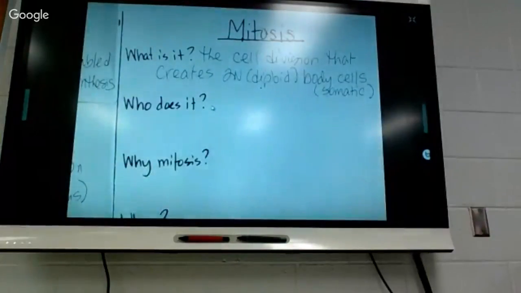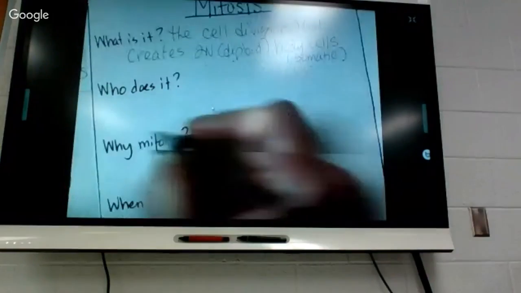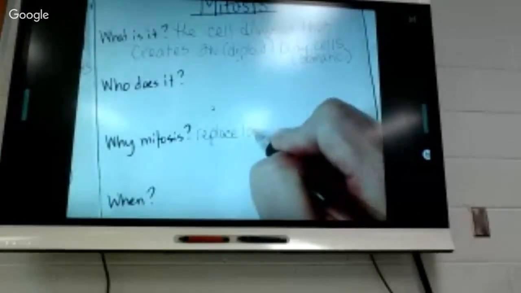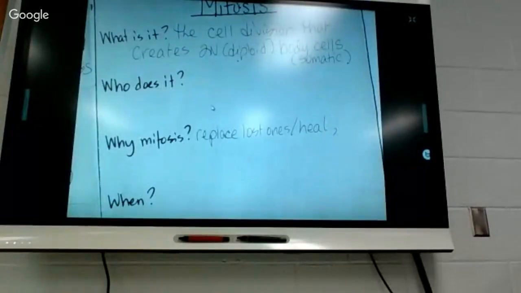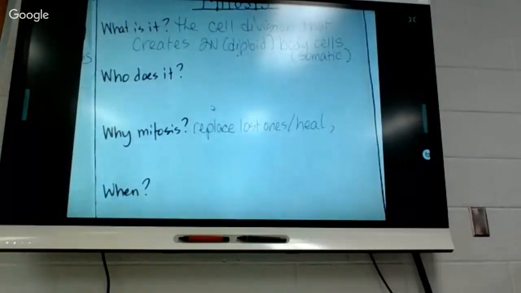Why do you have to make more body cells? If we don't, then it's probably going to go to the bone. So what happens if you don't make enough skin cells, if you quit making them? Eventually it's going to go away and you're going to see your bones and muscles. Oh, yeah. So you have to replace the ones you lost. You've got to heal. Okay, so let's put those. So why mitosis? Replace lost ones / heal. All right, that's so true. I mean, you got to do that.